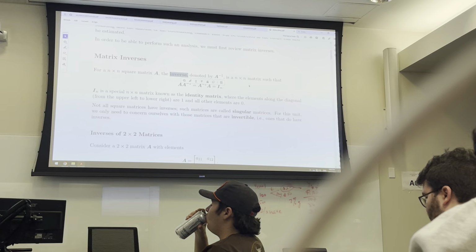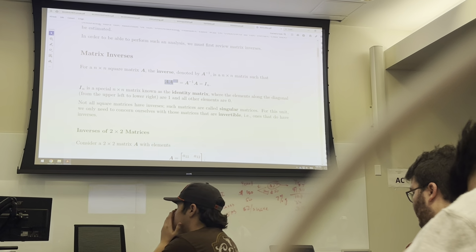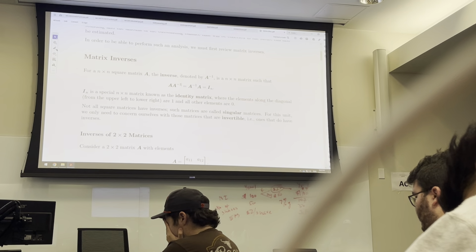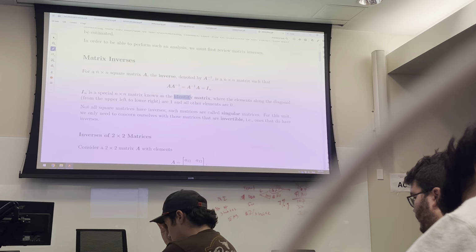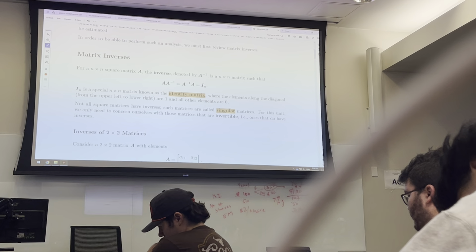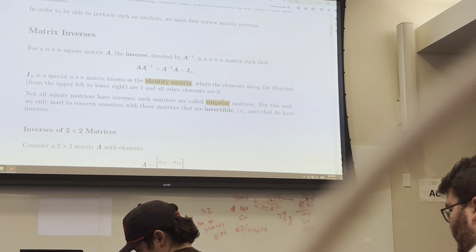Again, accounts receivable analysis, we talked about all that. So inverses. What an inverse is. We talked about the definition of it, because we want to be able to prove that something is an inverse. What an identity matrix is. What a singular matrix is: one you can't take the inverse of.